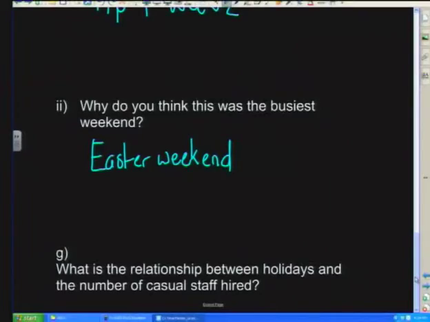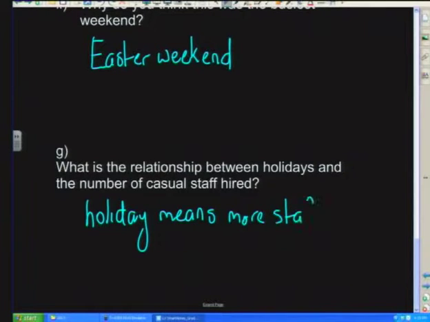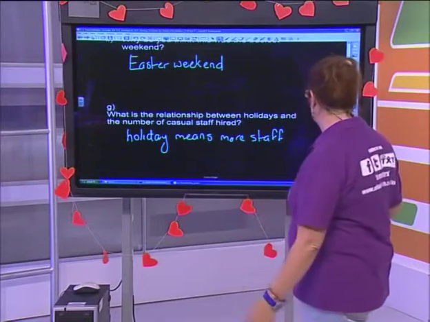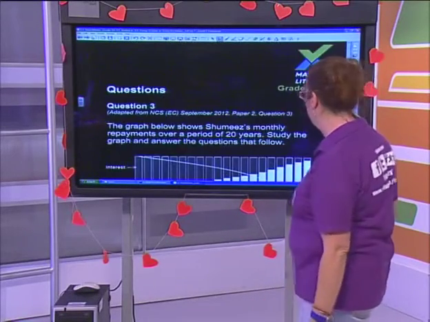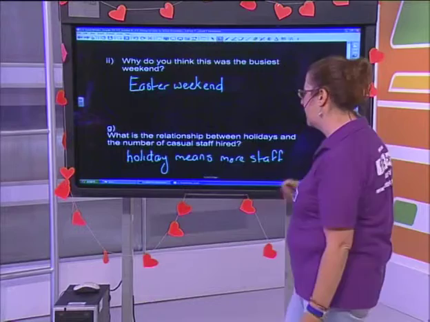What is the relationship between the holidays and the number of casual staff hired? Well, that's quite easy. We actually discussed it earlier when we were talking about busier. So on holidays, we need more staff. So holidays basically means more staff. And kind of the bigger the holiday is, the more staff that we need. I think that that's the end of that question. So I'm going to leave it there at that last question. Have I answered everything? Yes, I have.